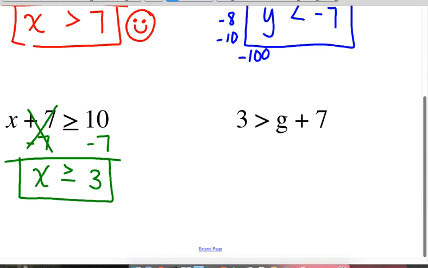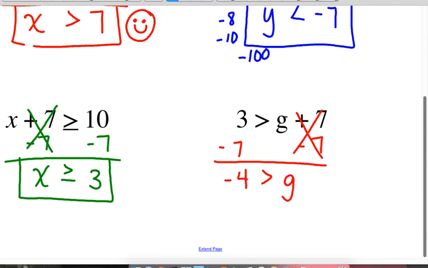Okay? Last one over here on the bottom right corner. The inequality says 3 is greater than g plus 7. I look at g. He's my variable. He's grumpy. He does not want that plus 7, so we subtract 7 there. We subtract 7 here. Cancel out our 7s. I know I've got g. I know I've got the greater than symbol there. And 3 minus 7 is negative 4.